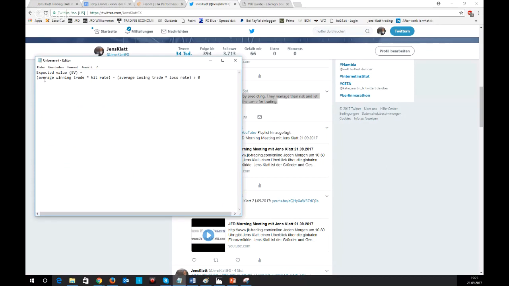So you can see here that this is the reason why there's a saying, let winning trades run and cut losing trades short. This formula has it all, since it perfectly shows that if the average winning trade increases by letting winning trades run, while cutting losing trades short makes this second term here smaller, then usually your overall expected value will increase. That's it.